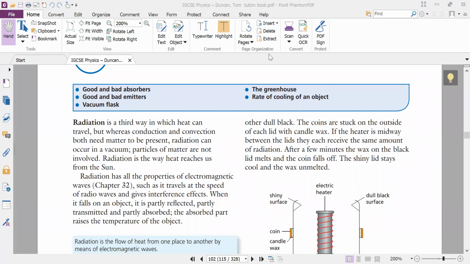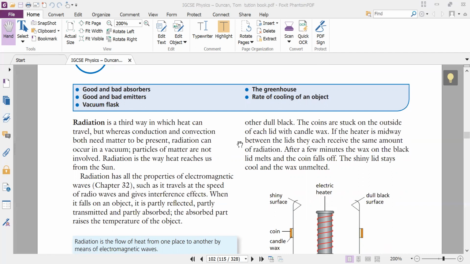Yes, Abdullah, please read this one. Yes, sir. Radiation is a third way in which heat can travel, but whereas conduction and convection both need matter to be present, radiation can occur in a vacuum. Particles of matter are not involved. Radiation is the way heat reaches us from the sun.